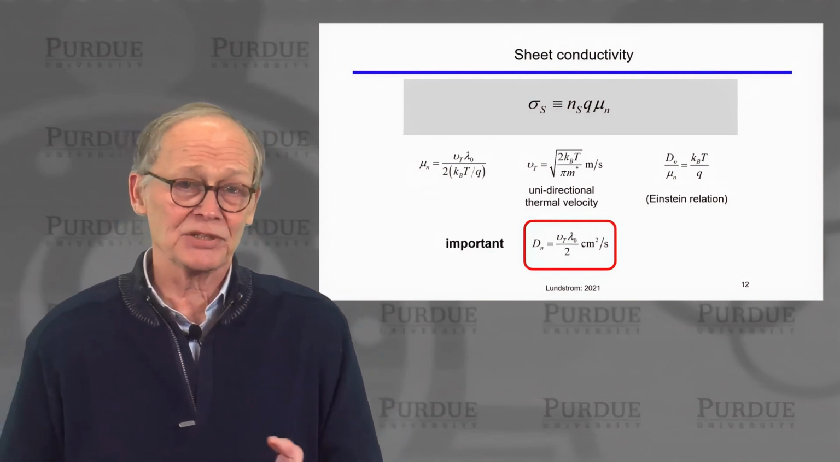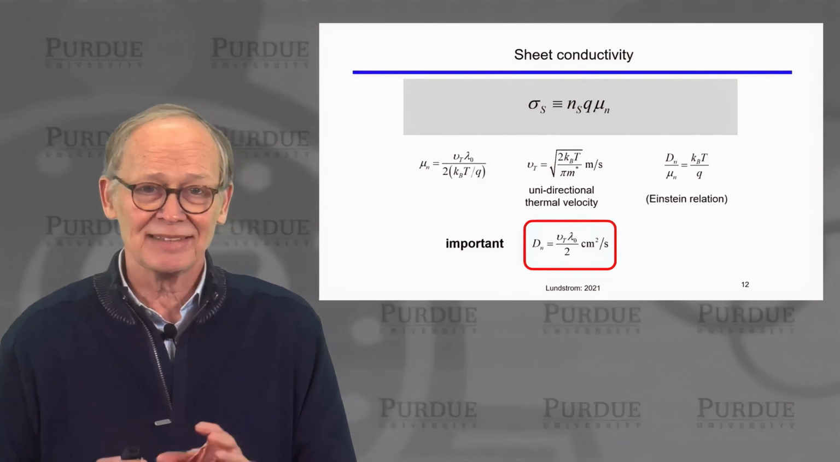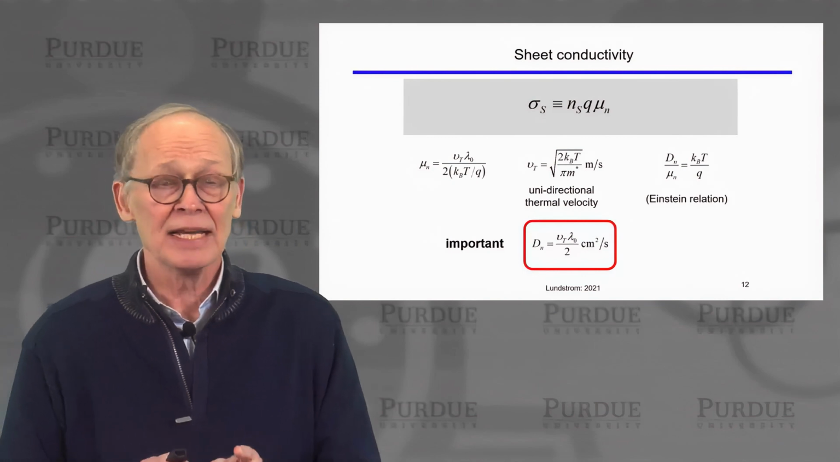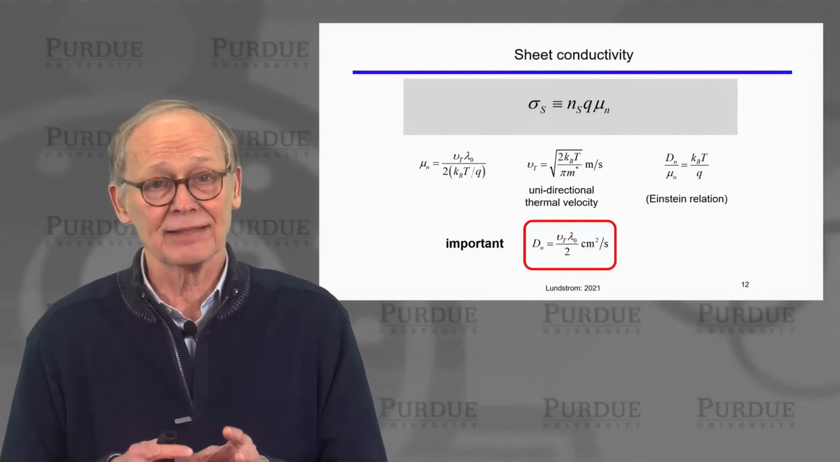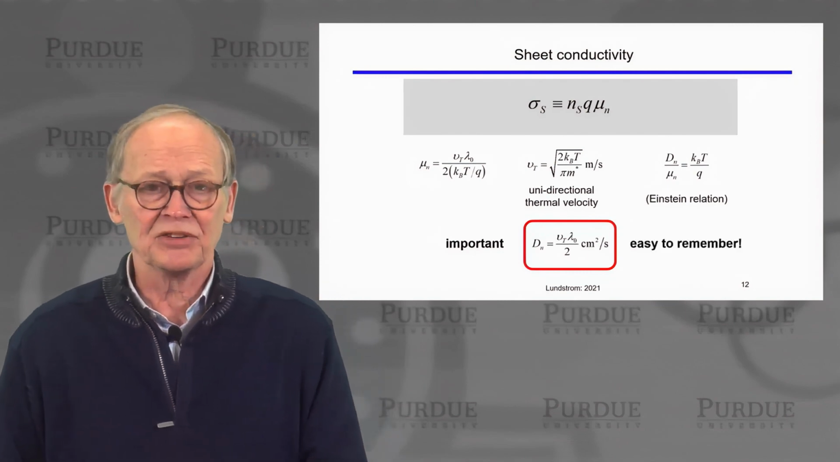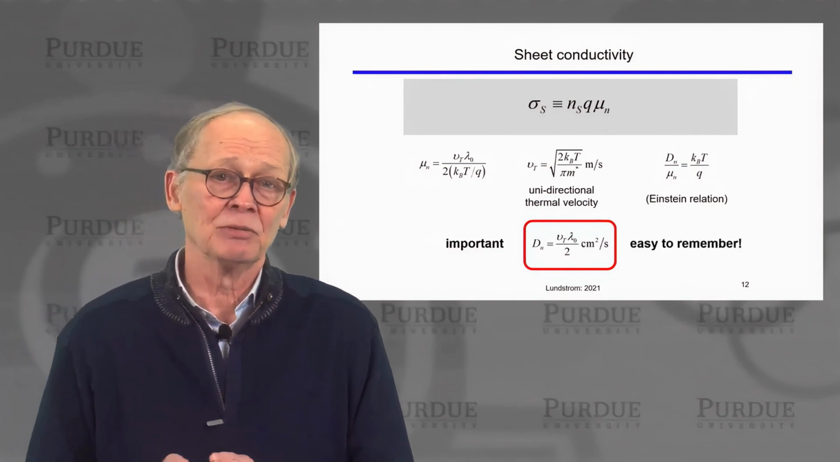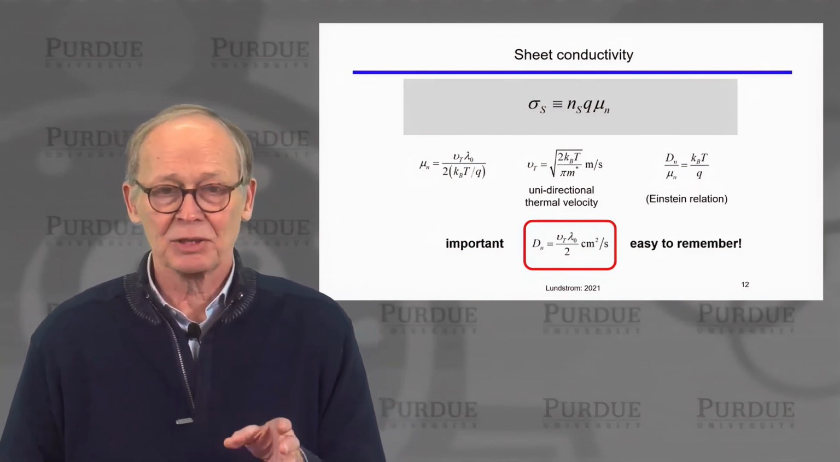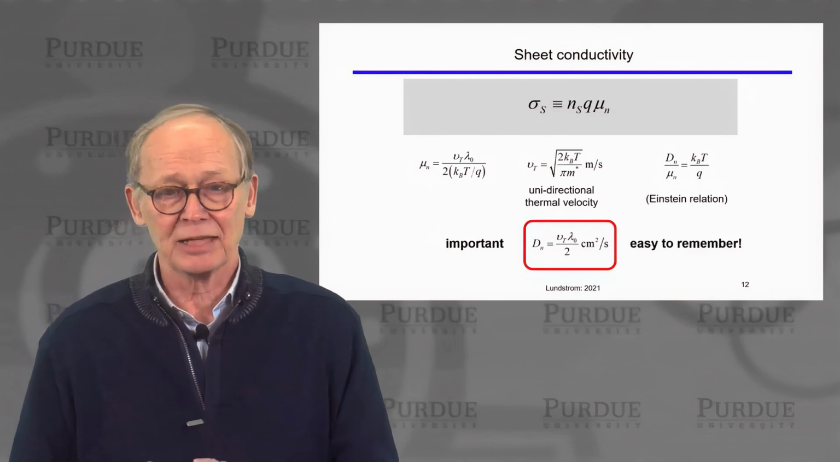This is an important expression you should try to remember, because this allows us to deduce what the mean free path is, and the mean free path is important because it tells us what the transmission is through this device. So it's important and it's easy to remember, and it's something that we will make use of. Diffusion coefficient is thermal velocity times mean free path divided by 2.